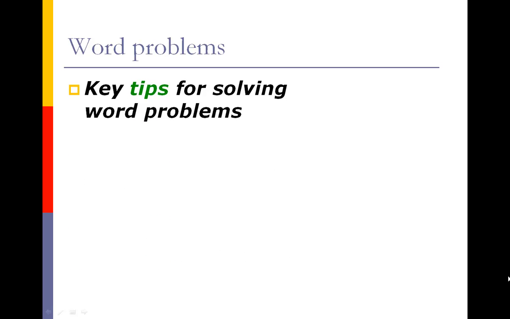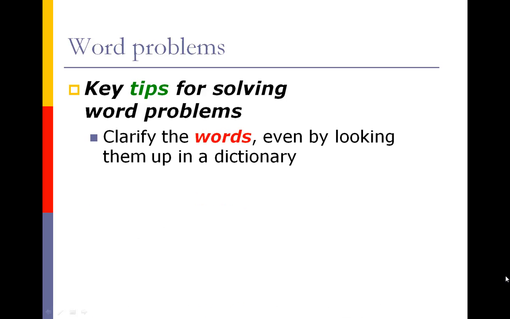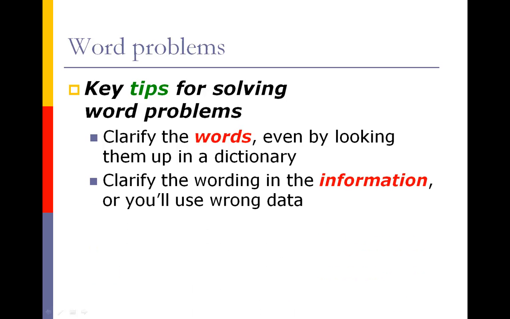First of all, because they're word problems, the first thing you want to do is clarify the words. Quite often a word problem will include one or two words or more that you may have heard of before, but whose meaning may not be exactly clear to you. So you may want to even go so far as to look them up in a dictionary. Sometimes these words are familiar to you in the context of general everyday English, but in the technical context in which they're used, they may have a specific meaning, and you want to be clear on that as well. Not only that, but you want to clarify the wording in the information, or you may end up using wrong data.